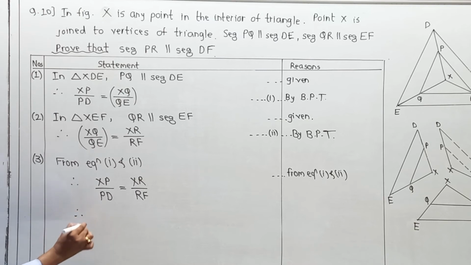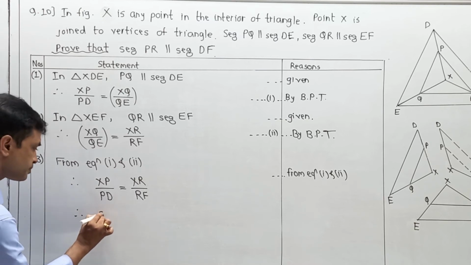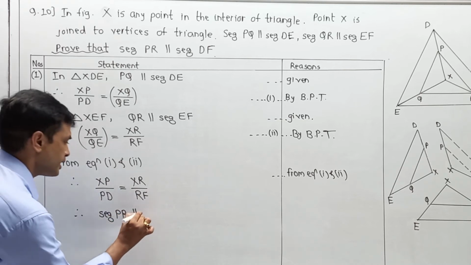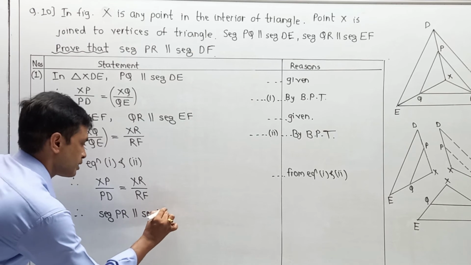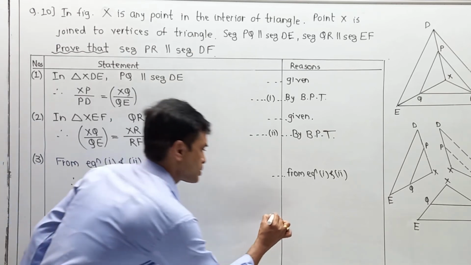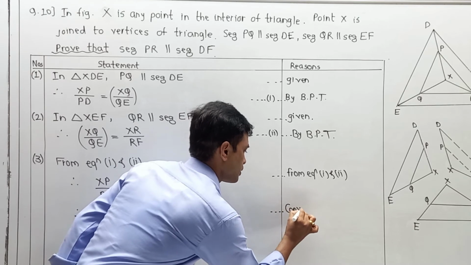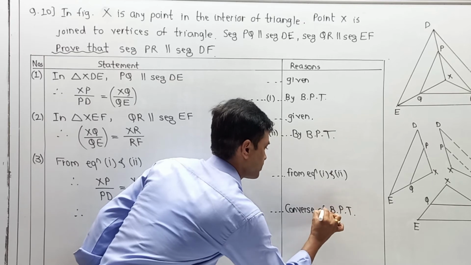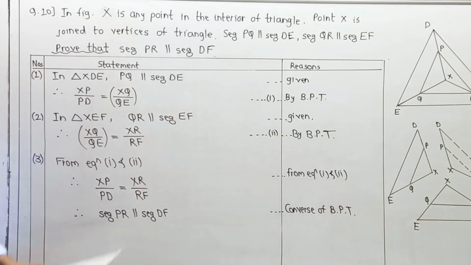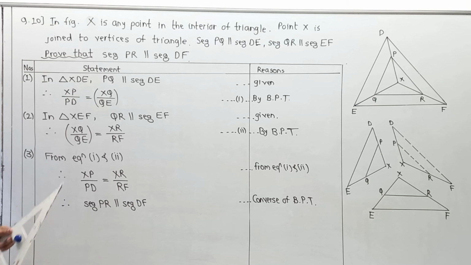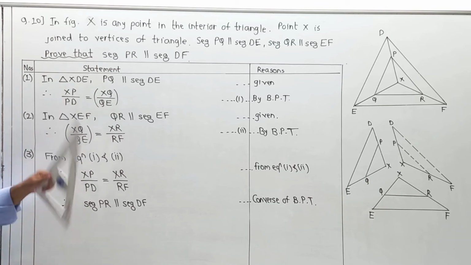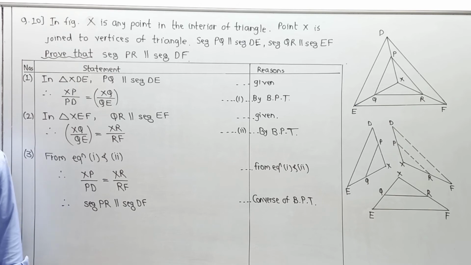Therefore, seg pr parallel to seg df, and reason: converse of basic proportionality theorem. And in this very systematic manner, you can complete the part. In your book, they have given some part as a box or empty box over there. You observe this part entirely very carefully, and you can write our complete fill in the blanks part.